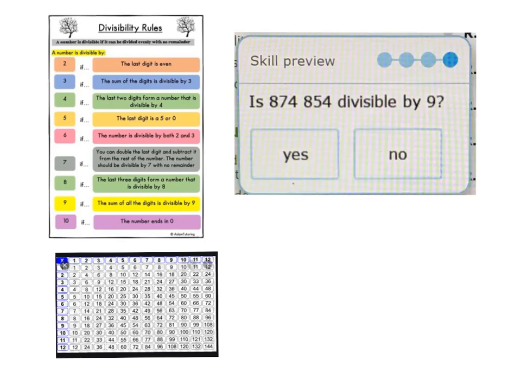And our final example is 874,854 divisible by 9. The rule for 9 is it is divisible if the sum of all the digits is divisible by 9. Very similar to the 3. So let's see. 8 plus 7 is 15, plus 4 is 19, plus 8 is 27, plus 5 is 32, plus 4 is 36.